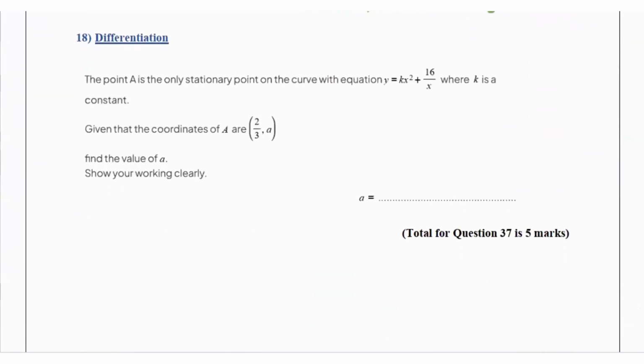Let's say the point A is the only stationary point on the curve with the equation y equals kx squared plus 16 over x, where k is a constant. Given that the coordinates of A are (2, 3a), find the value of a, show your working clearly.